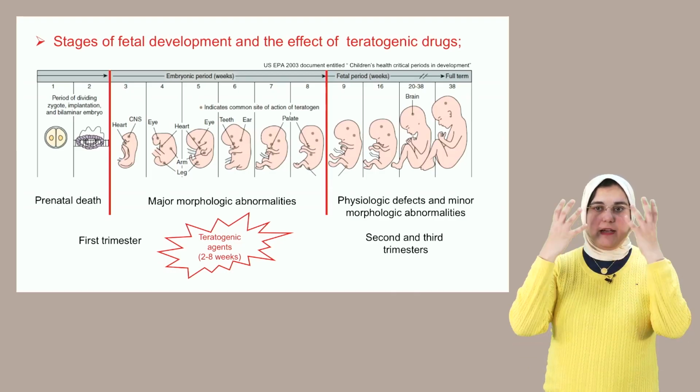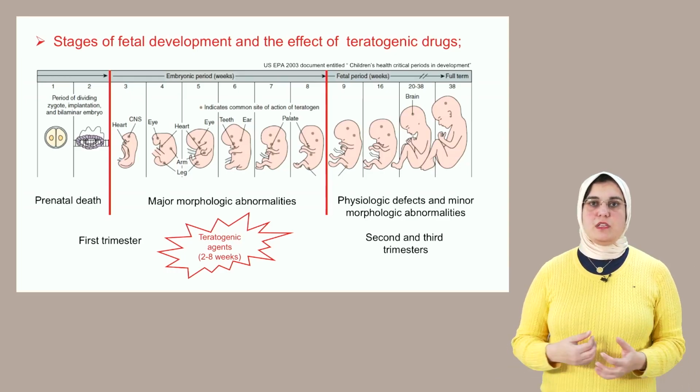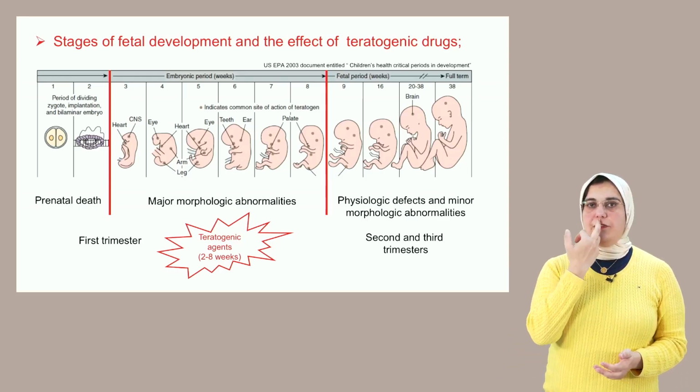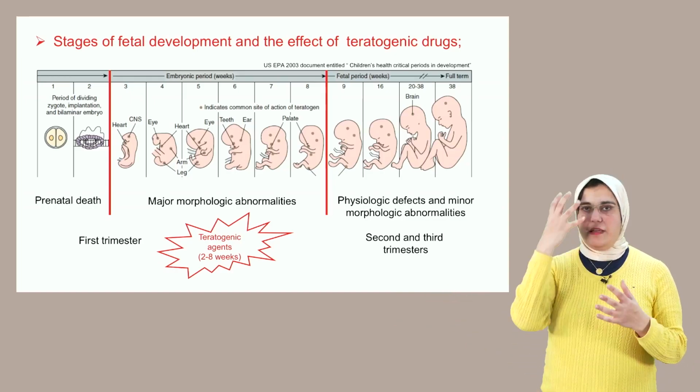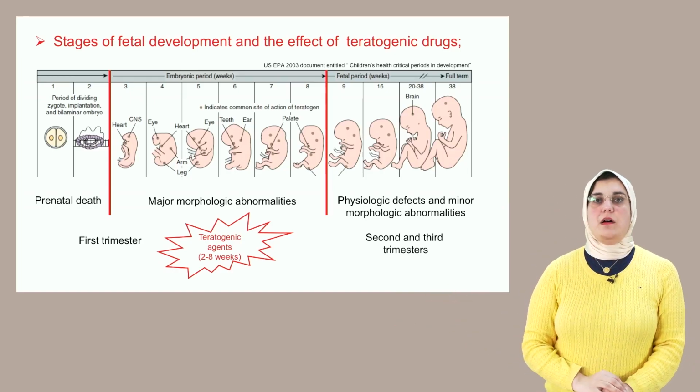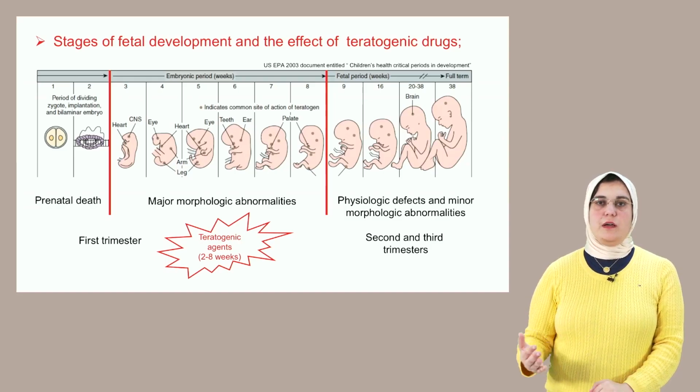Morphologic means it can be seen on the body. So sometimes they have cleft palate, abnormal hands, abnormal legs, abnormal face. These are major morphologic abnormalities.